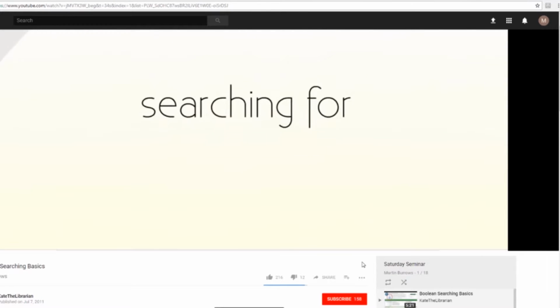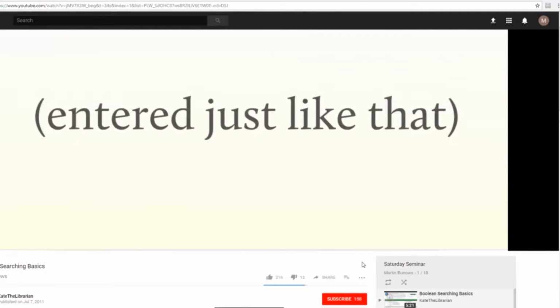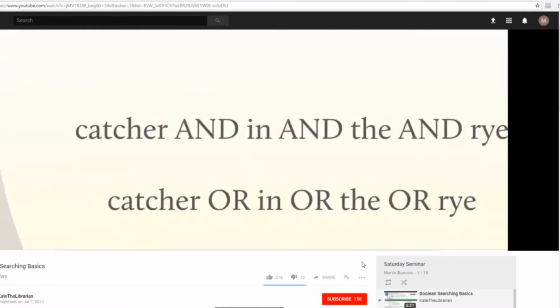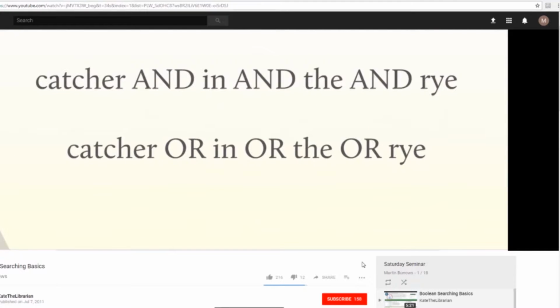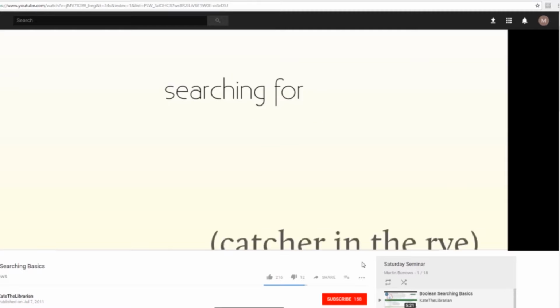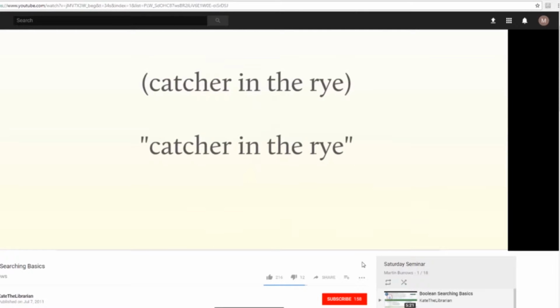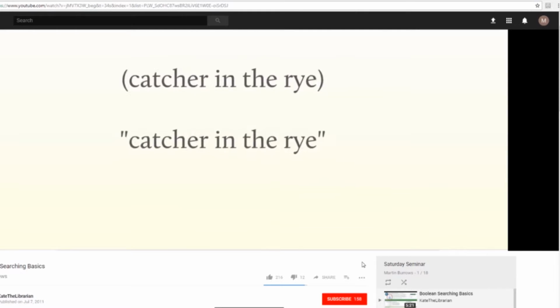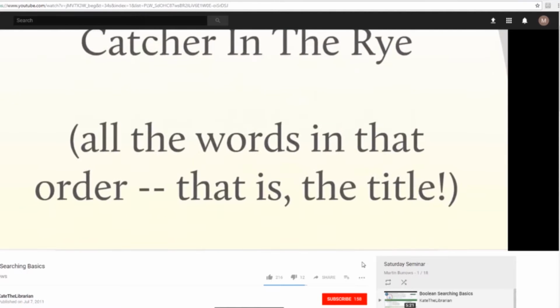So for example, if you're searching for Catcher in the Rye, entered just like that, it's going to retrieve something that looks like this. This is not a very precise search. You're going to get a lot of irrelevant search results based on this kind of entry into the database. Instead, if you search for something like this, "Catcher in the Rye" with parentheses or quotation marks, it's going to retrieve the exact title that you're looking for.